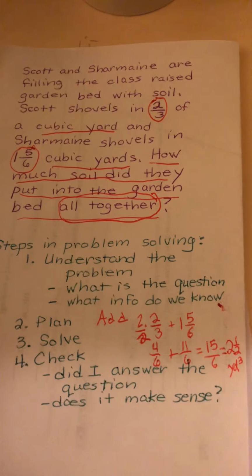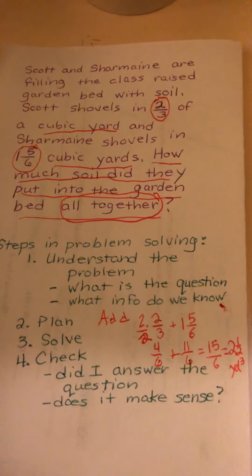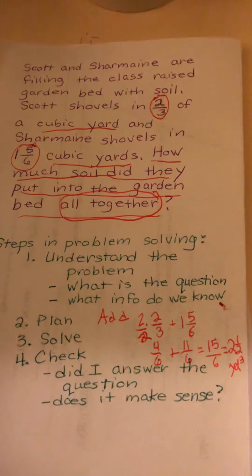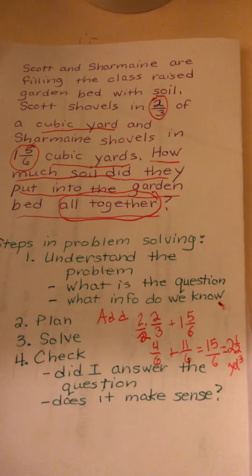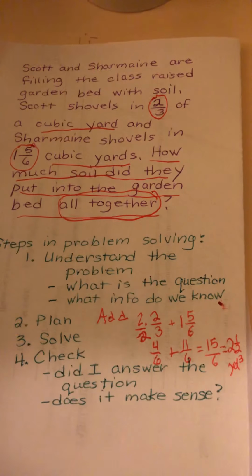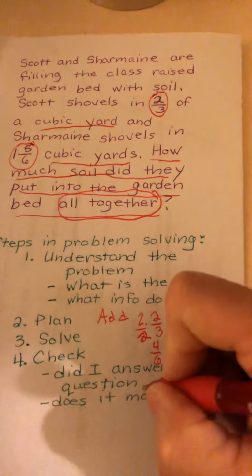Sometimes you have to find out an intermediate question before you get to the end question. This question asked, how much soil did they put into the garden bed altogether? Well, I've answered that question. I put together the two amounts that they put in, and now I have the total amount. So yes, I have answered the question.